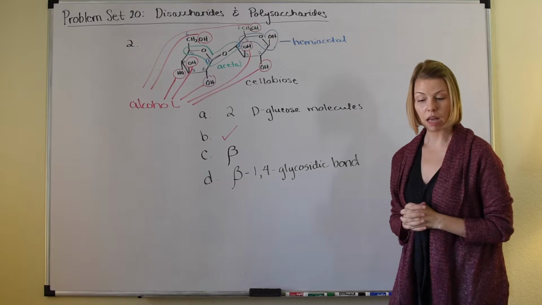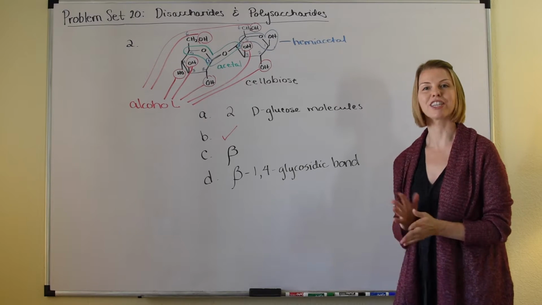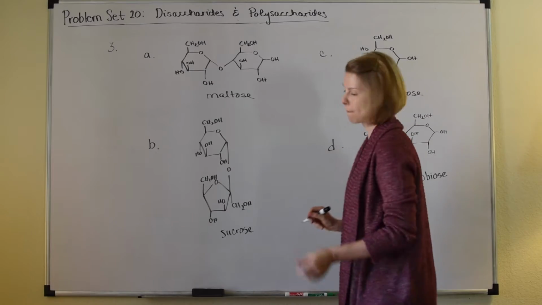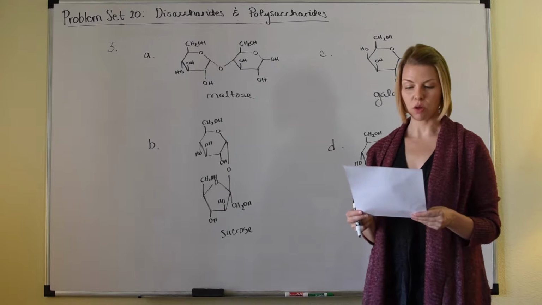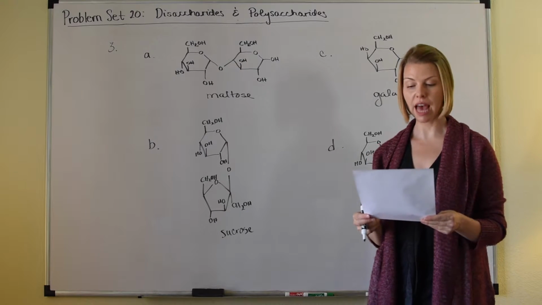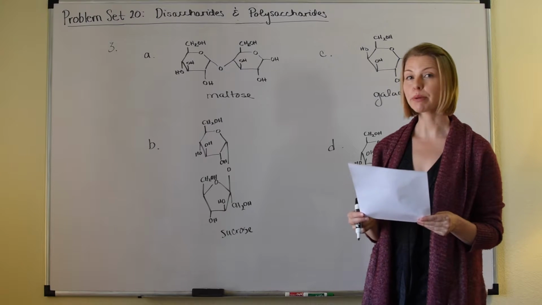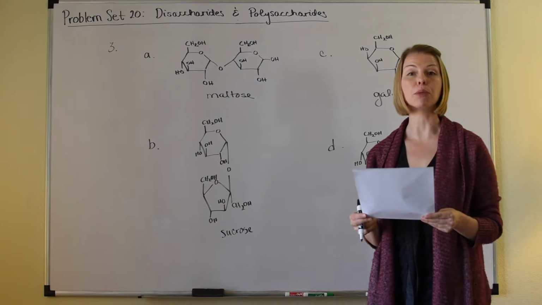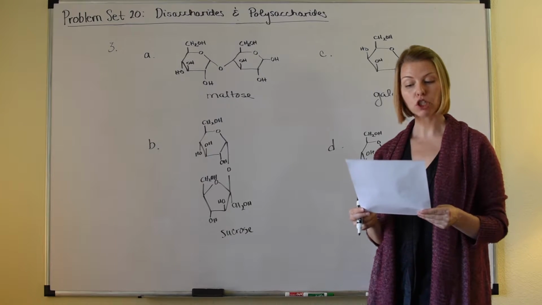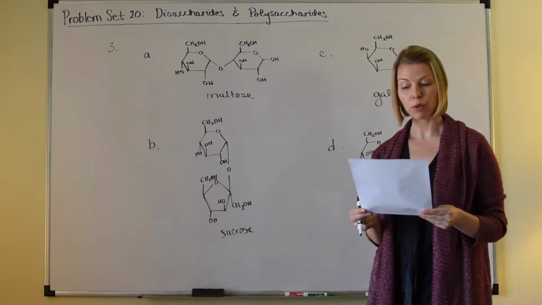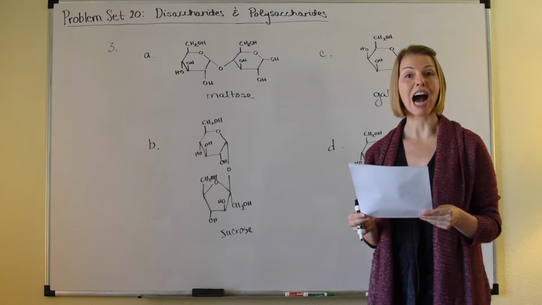So that completes problem number 2. Let's go ahead and erase before we go on to number 3. Okay, number 3. Benedict's reagent was once used in hospitals to test for glucose in urine. Benedict's reagent contains copper 2 ions, which have a sky blue color. Upon reaction with a reducing agent, the copper 2 ions are reduced to copper 1, which forms a dark red precipitate of copper 1 oxide.